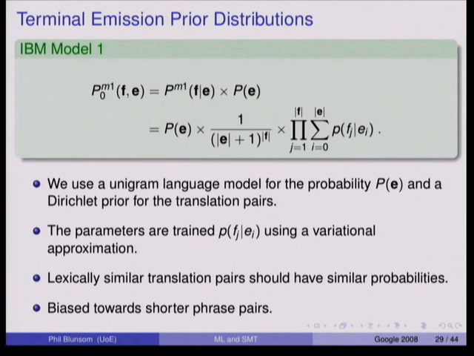So Model 1 should be reasonably familiar to many of you. The only interesting thing here is that we actually need a joint distribution, so we have a language model in that prior as well. We just use a simple unigram language model. That gives us a joint probability for all possible phrase pairs. And the thing to note about Model 1 is it has a bias towards short phrase pairs. So we expect that the longer the phrase pair, the lower its probability is going to be.